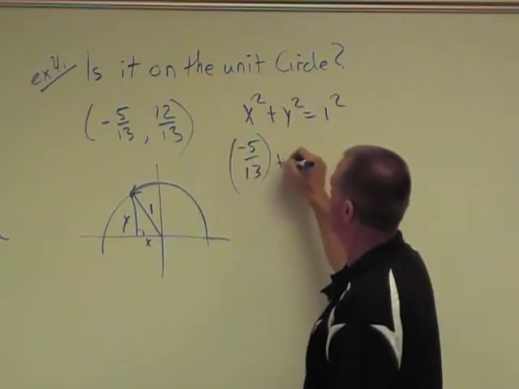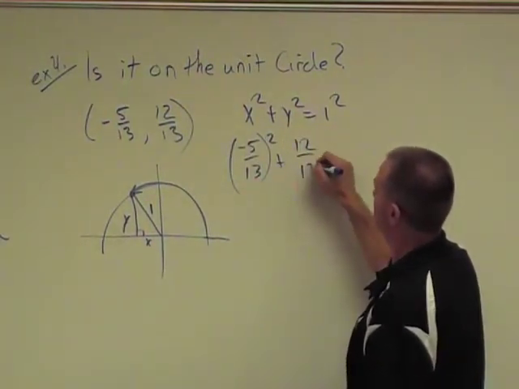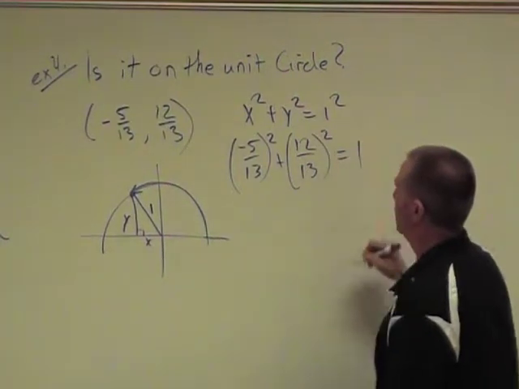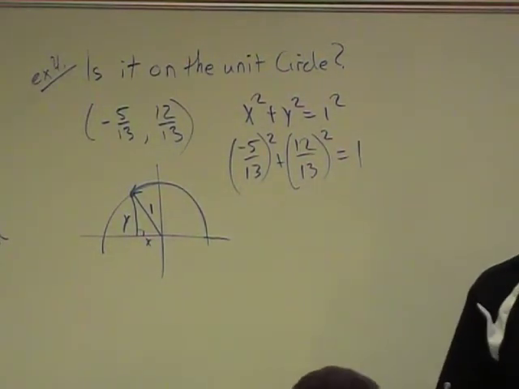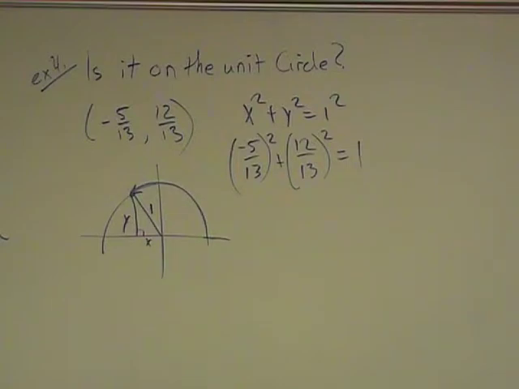X is negative 5/13, y is 12/13, and 1 squared is 1. Everybody do that, please. Tell me if that's correct.